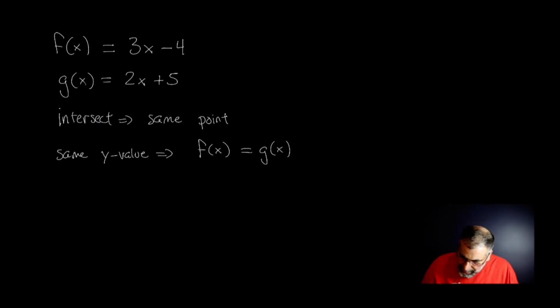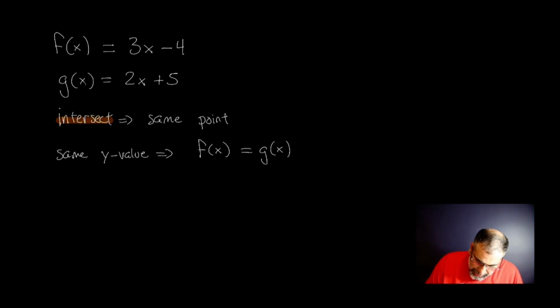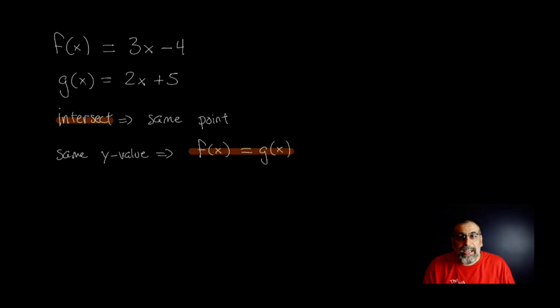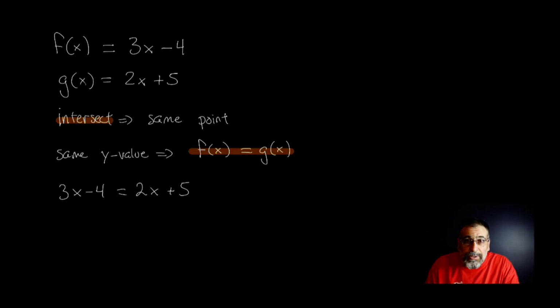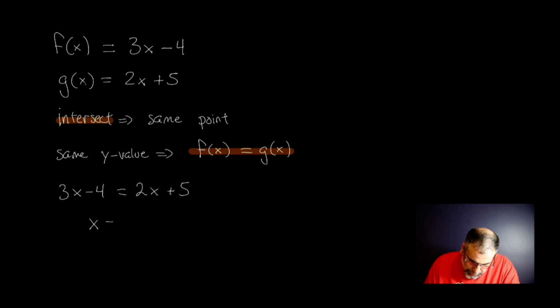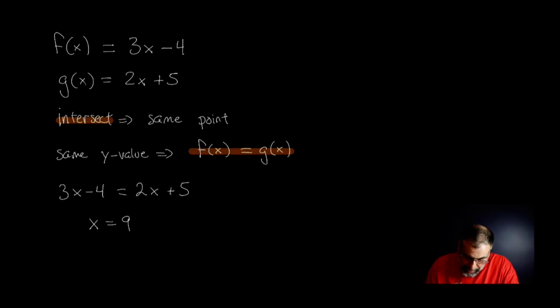So what we know now is that every time we see this keyword intersect, we want to follow it up with f of x equals g of x. That's the way we're going to set the equation. So in this problem, that means that 3x minus 4 is equal to 2x plus 5. What I'm going to do is solve this equation for x by subtracting 2x from both sides, which will give me x on the left-hand side, and then we're going to add 4 to both sides to get rid of that negative 4. And we're going to find out that x equals 9.